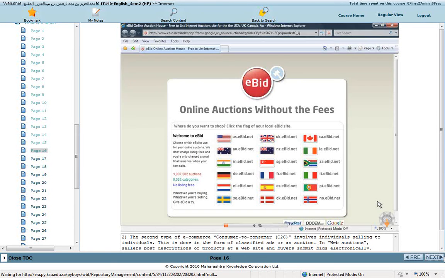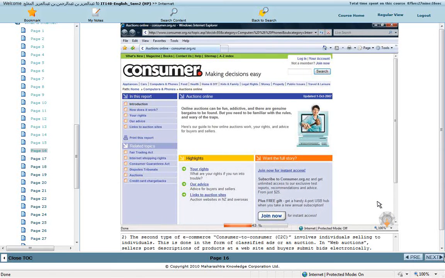The second type of e-commerce, customer to consumer, C2C, involves individuals selling to individuals. This is done in the form of classified ads or an auction. In web auctions, sellers post descriptions of products at a website and buyers submit bids electronically.